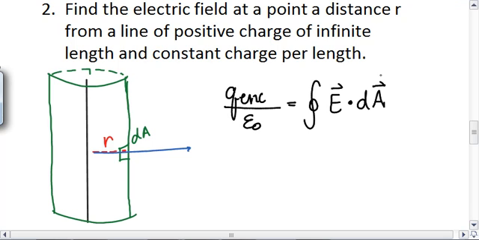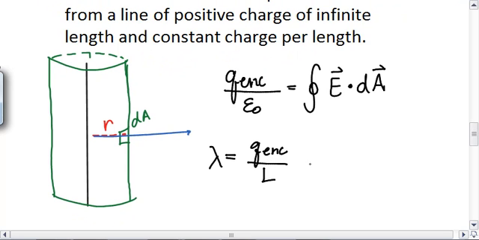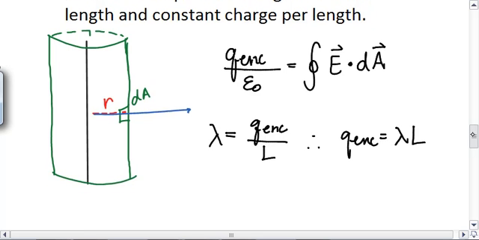Okay, so now the charge enclosed, this is a little bit interesting. Lambda would be, remember, the charge per length, and I'll use big L for the length of our infinitely long line of charge. So the charge enclosed could be lambda L. So I can substitute and say that the charge enclosed is the linear density times this infinite length. If it had a finite length, then we could substitute that in there too.